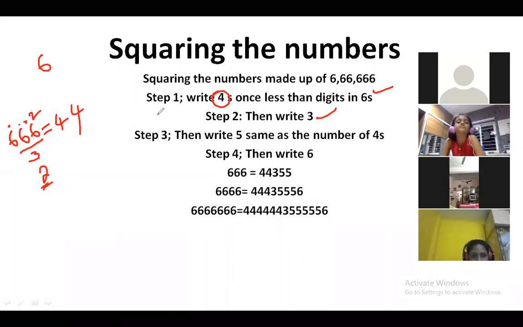Then write 3. Simply one 3 you should write there. Only one 3. The number may be bigger, may be smaller, whatever it may be, after writing 4s, you should write 3. So second step completed.